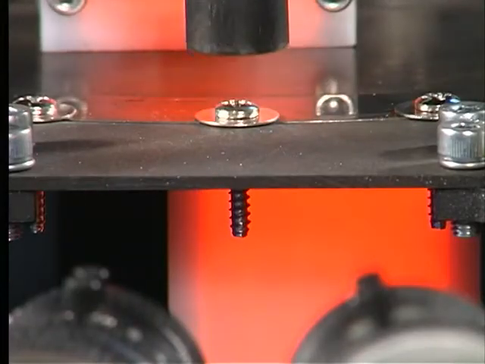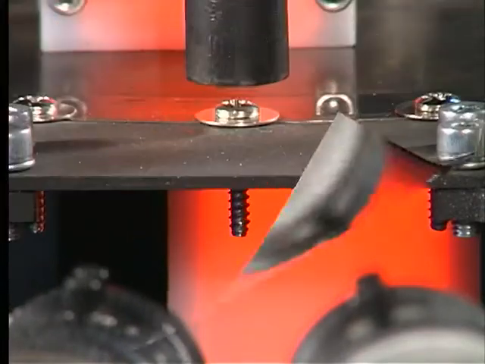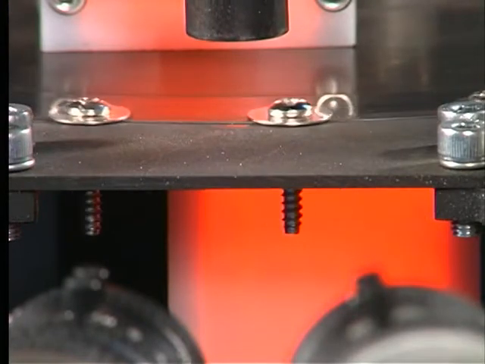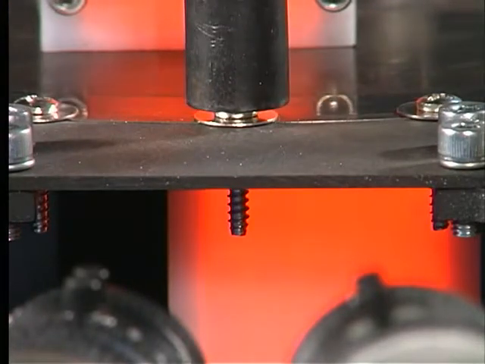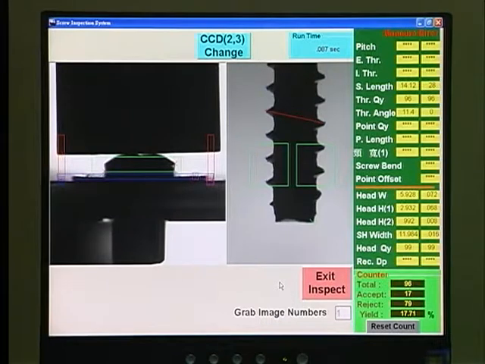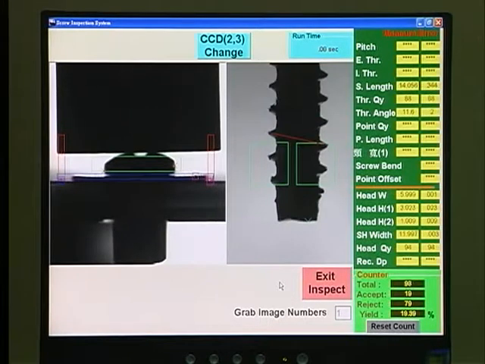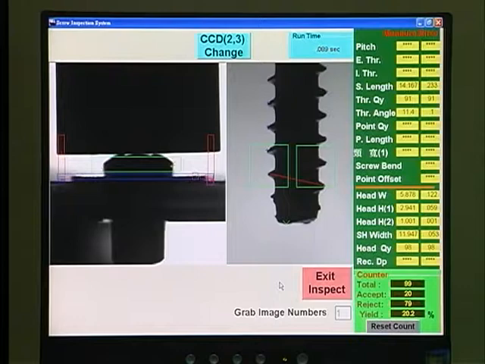The system grabs one image of the head from a side. The screw dimensions are then determined from the grabbed image using mathematical tools. A clear and large image can increase the inspection accuracy.